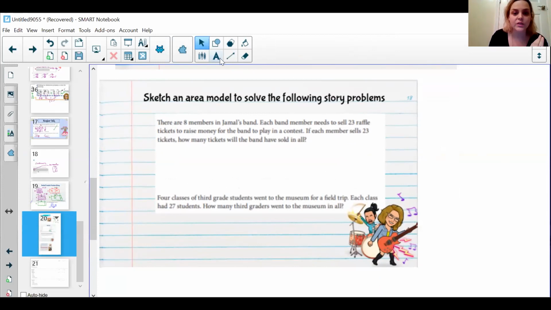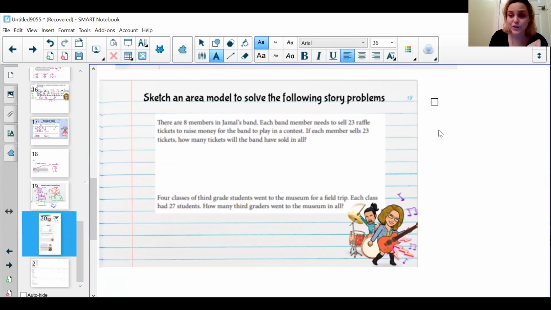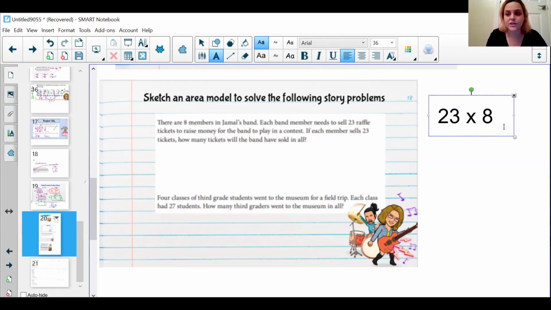So we're gonna write our multiplication equation down, and if you did not get it, that's okay. You're doing the work with me. Whatever I'm writing, you're writing too. So 23 times 8 equals, let's do T for tickets, because we don't know how many tickets in all. So 23 times 8.